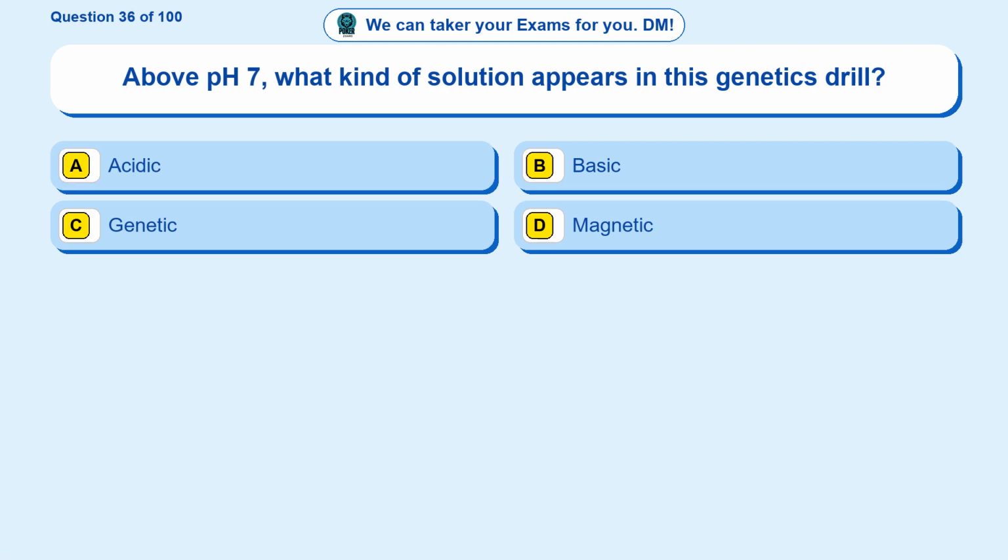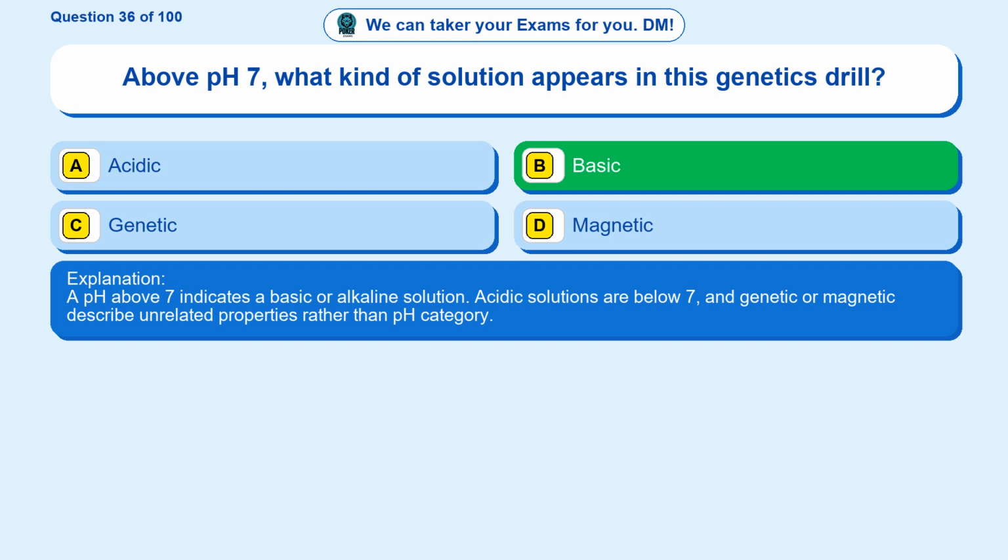Question 36. Above pH 7, what kind of solution appears in this genetics drill? Option A, acidic. Option B, basic. Option C, genetic. Option D, magnetic. The correct answer is option B, basic. A pH above 7 indicates a basic or alkaline solution. Acidic solutions are below 7, and genetic or magnetic describe unrelated properties rather than pH category.